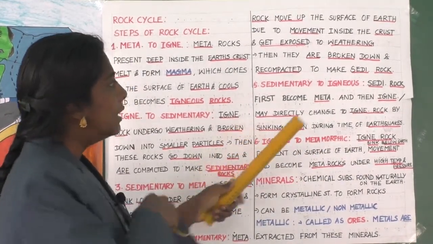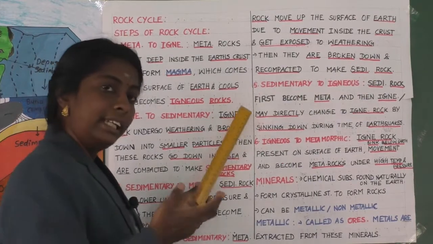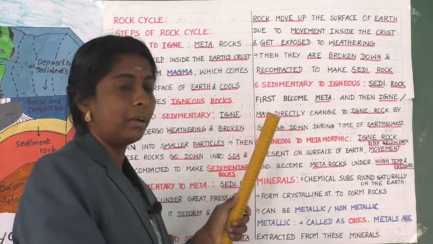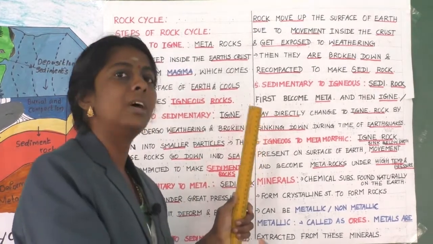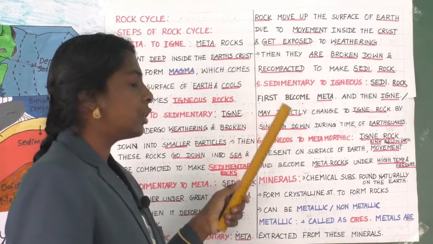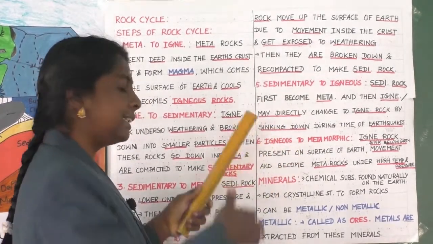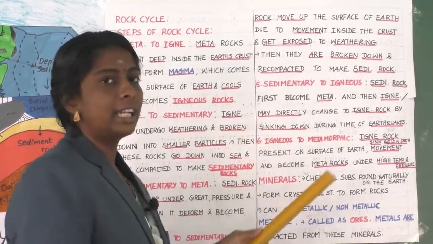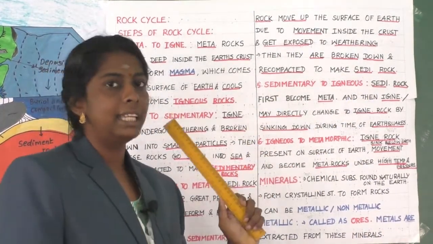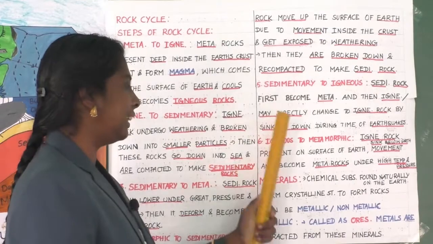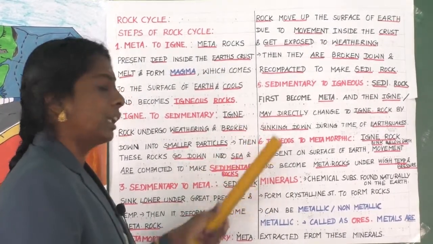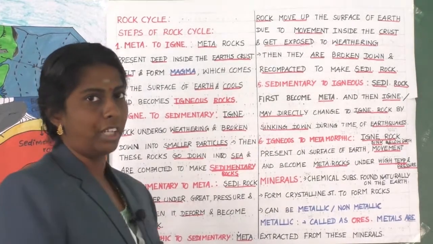Once again, sedimentary rock either first forms metamorphic rock and then it will form igneous, or else it can also directly form this igneous rock. So, how is this change happening here? It sinks down during the time of earthquakes and then finally it is converted to igneous rock. Clear children? Yes. Now, the last step, that is igneous rock is converted to metamorphic rock.